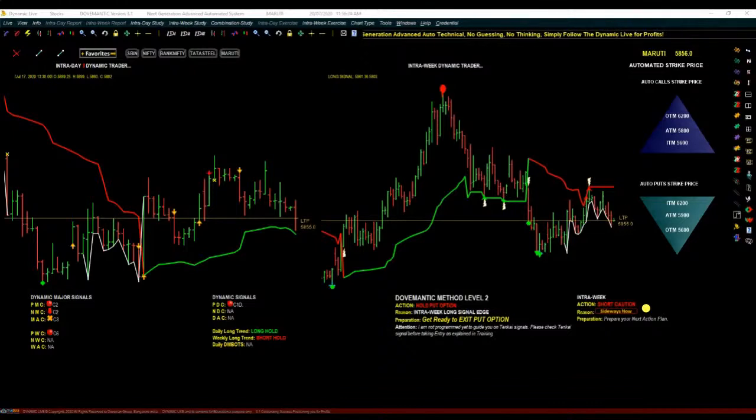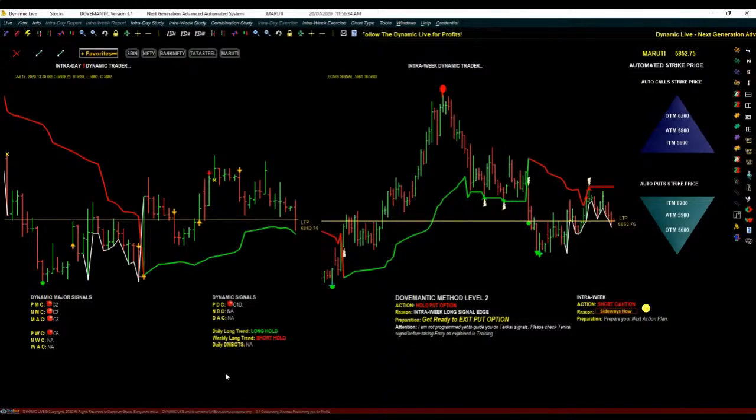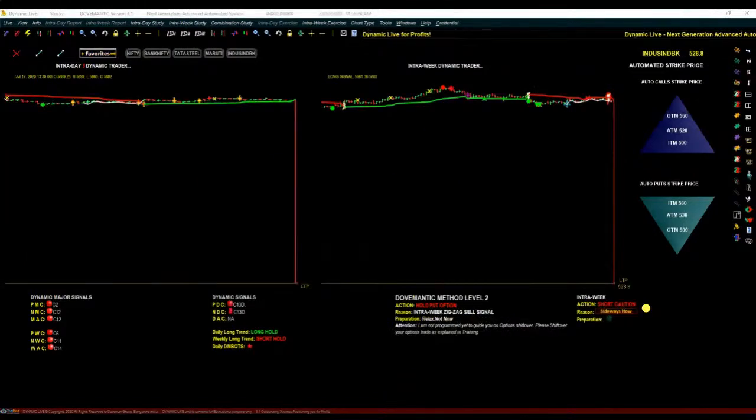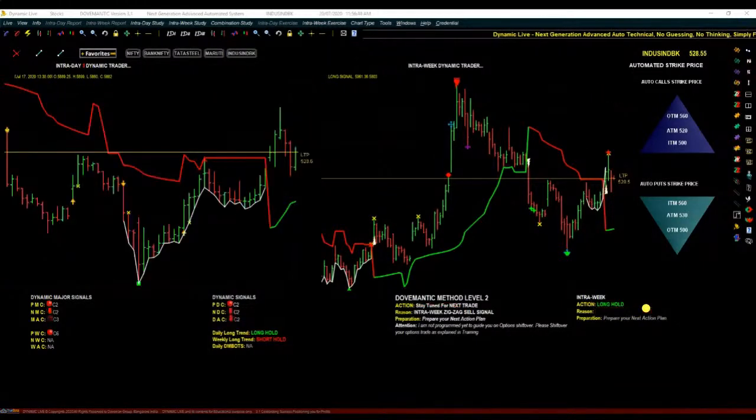Mr. Sanjay Lalchandani wants to check IndusInd Bank. Let us check IndusInd Bank. So here is IndusInd Bank. Now once we have selected it, all that we have to do here is just come and check the action information. So let us see this. As you can see in action information, it very clearly states stay tuned for the next trade. There is no trade as of now.